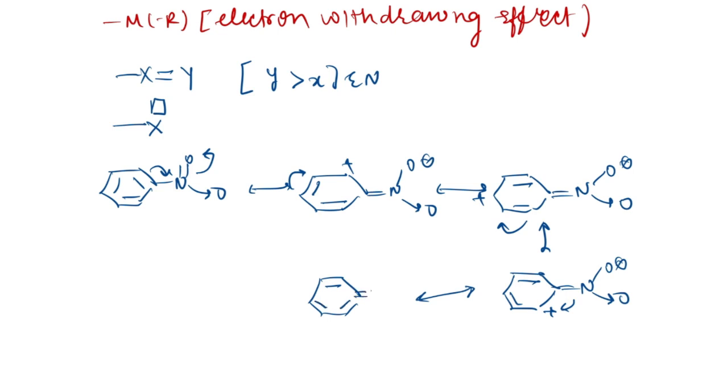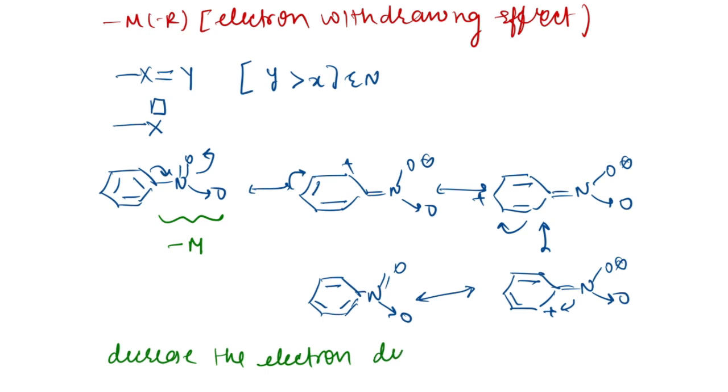Double bond O and O. Then these all will show minus M effect. In all of these there is a tendency to pull the electron. It will decrease the electron density in the benzene ring.